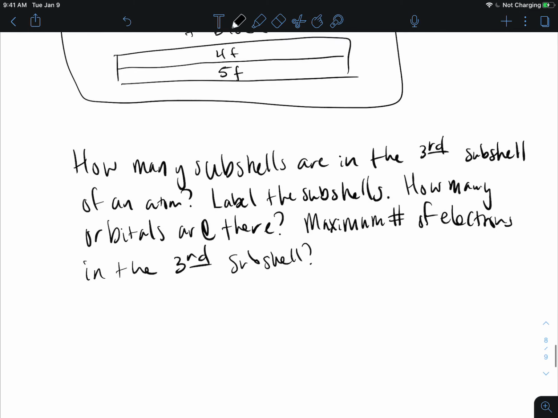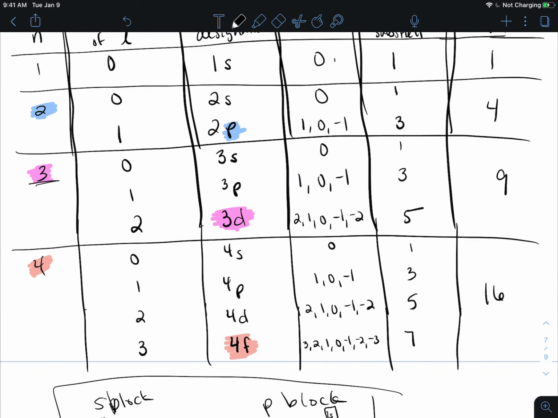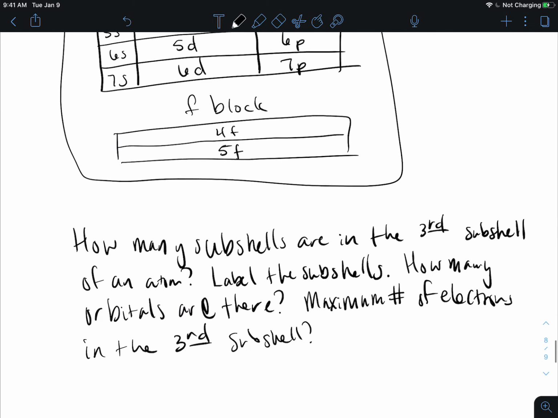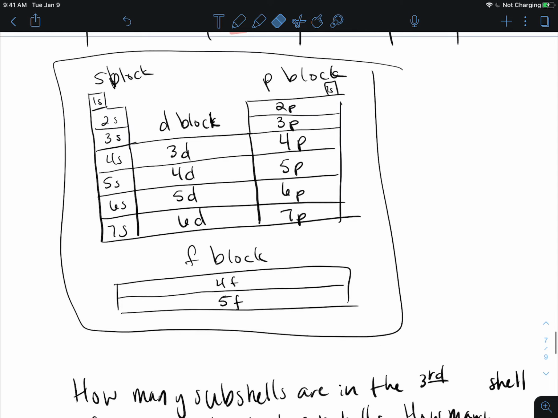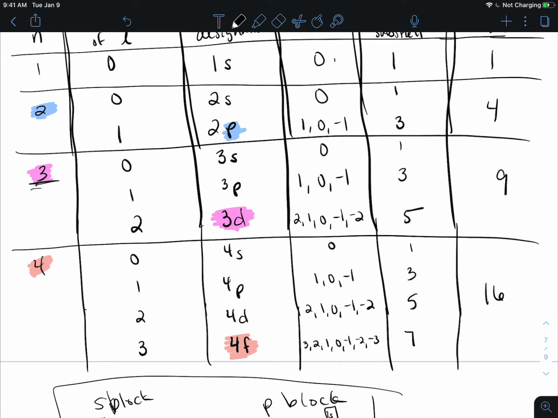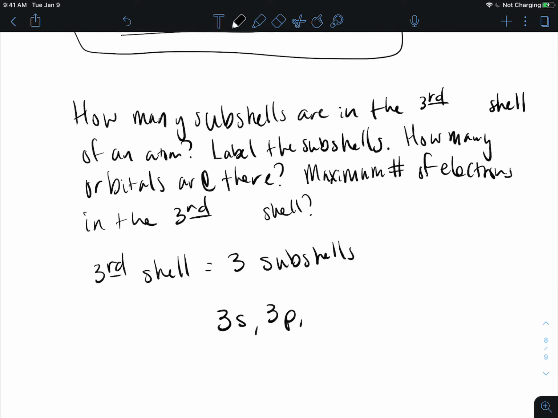Okay, so first, if we look at our third shell, that's this one right here. n equals 3 is our third shell. If we look at our third shell, we see that we have 1, 2, 3 possible subshells. So in the third shell, there are 3 subshells. Their subshells are 3s, 3p, and 3d.